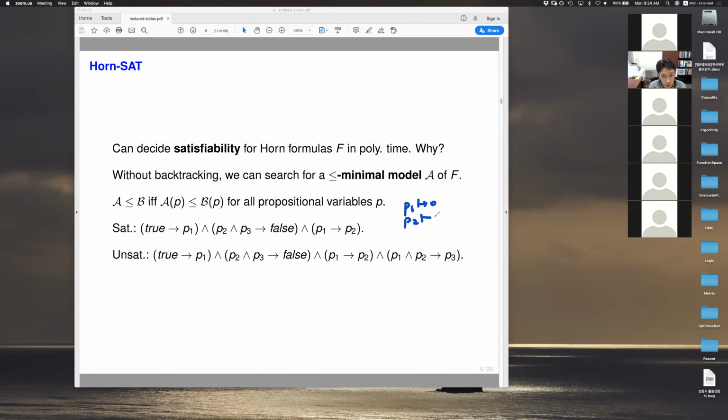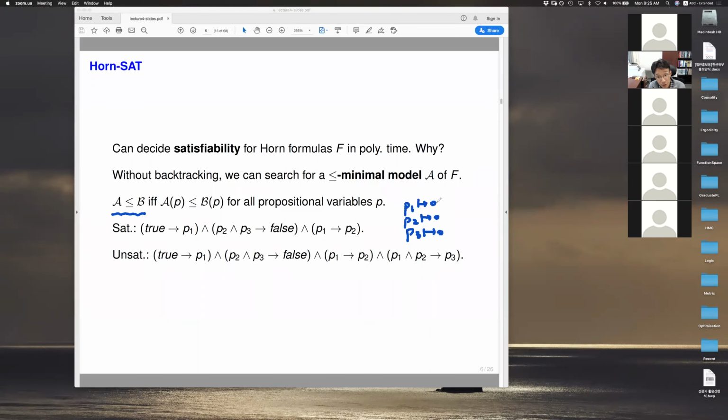P2 is 0 and P3 is 0. So just look at the first one. You can see that this is the assignment which is the smallest according to this order. So we start with the assignment that is the smallest according to this order, and then we look at how we should revise this.